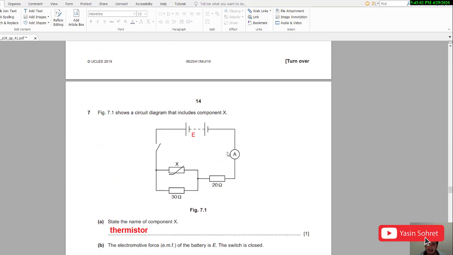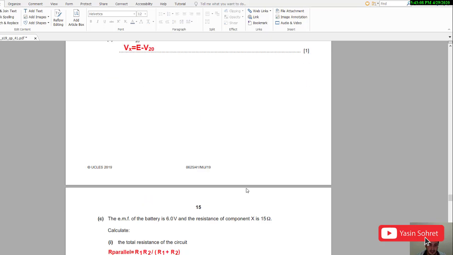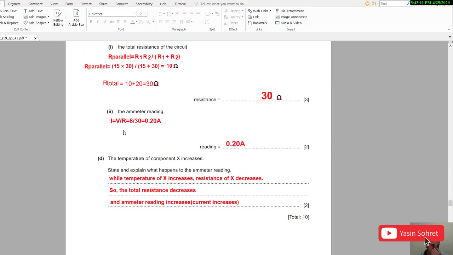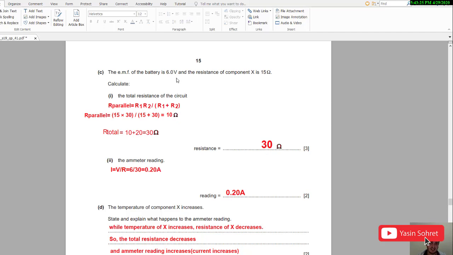The ammeter is connected in the main circuit. So to find it, current is equal to voltage over resistance. The voltage is 6 over the total resistance, which is 30 ohms, so it is going to be 0.20 amps, because the battery EMF is 6 volts.